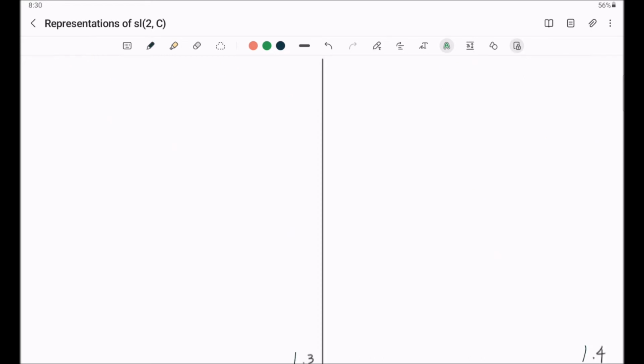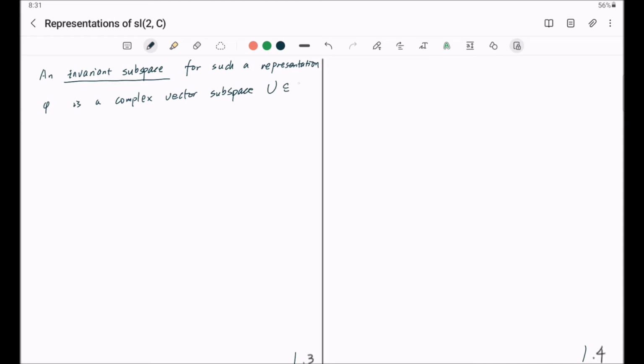The next notion is invariant subspace. An invariant subspace for such a representation phi is a complex vector subspace U of V, such that phi of x applied to U is again contained in U for any x in SL2C.